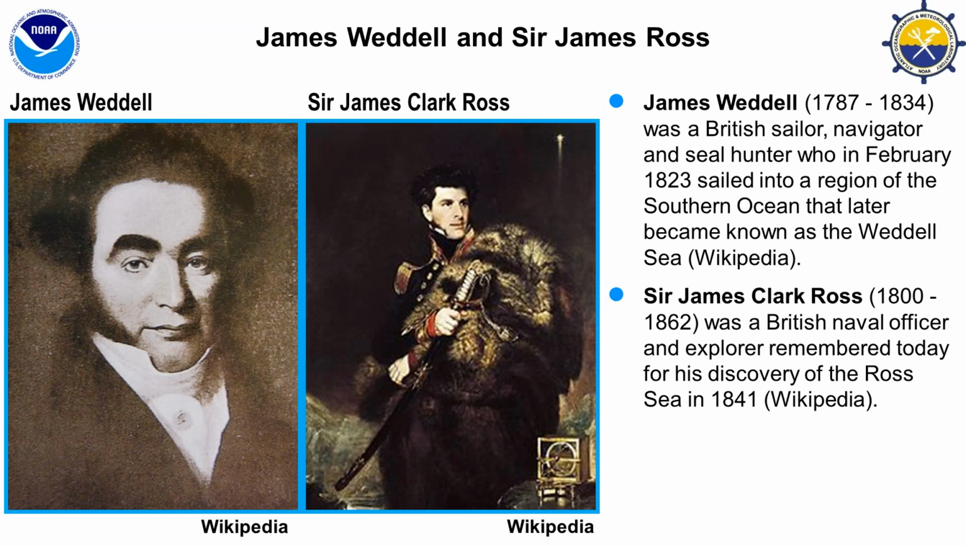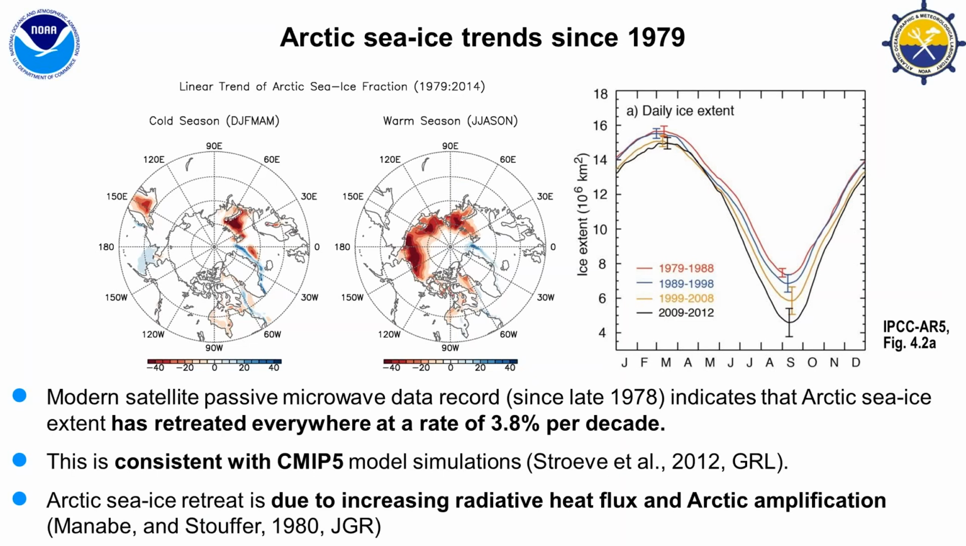All right. So before we talk about the Antarctic sea ice, let's talk a little bit about Arctic sea ice. What I'm showing you here is the linear trend of the Arctic sea ice fraction from 1979 to 2014. Here, fraction means if it is zero, there is no sea ice. If it's 100%, it's all sea ice, no water. So that's what it means.